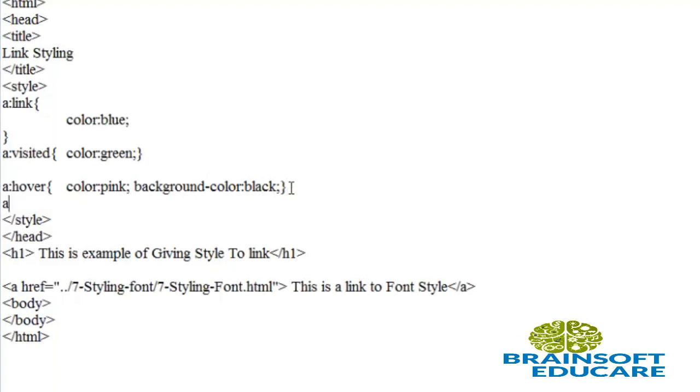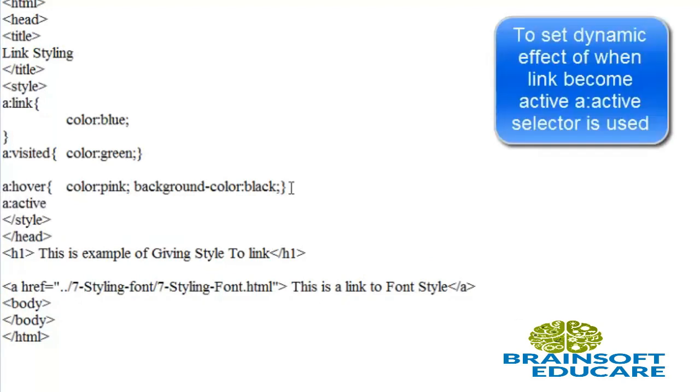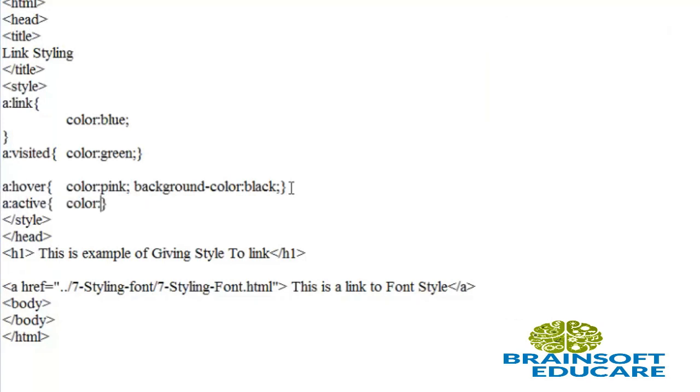And last is the active state. When the link becomes active, this effect will be applied. So I want to set color equal to yellow. We can also set the size of the link dynamically. So I want to set font size equal to 30 pixels.